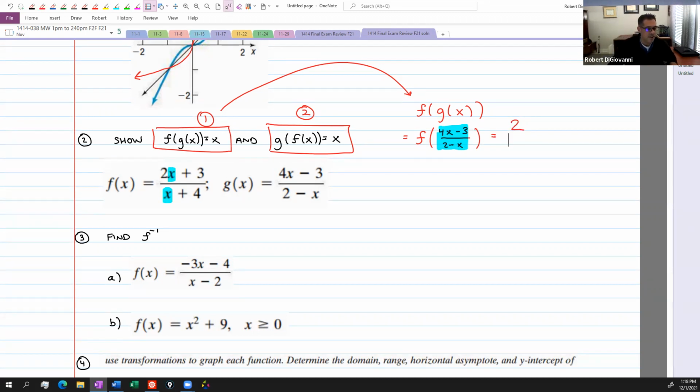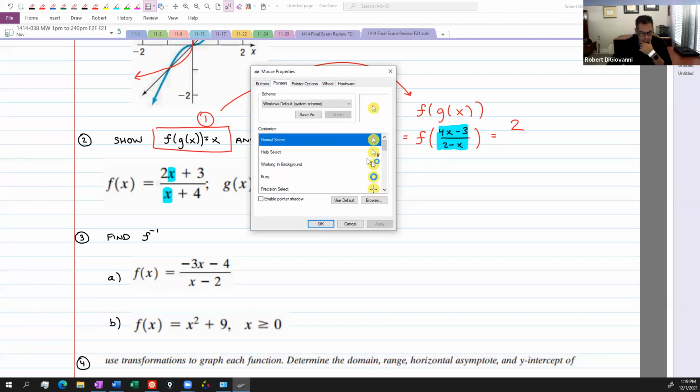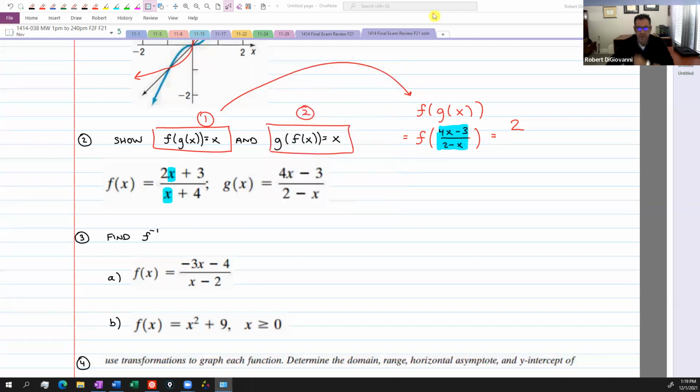You know what? Give me just a second here. I don't know what's been going on with my computer lately. Where is my control panel? Where did it go? There we go. Yeah, it's weird. My yellow cursor keeps going away.